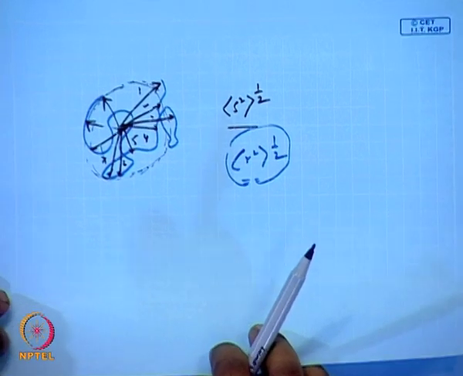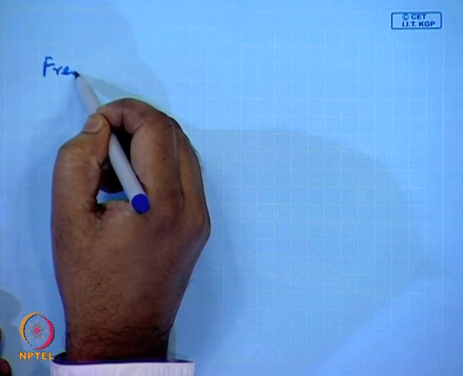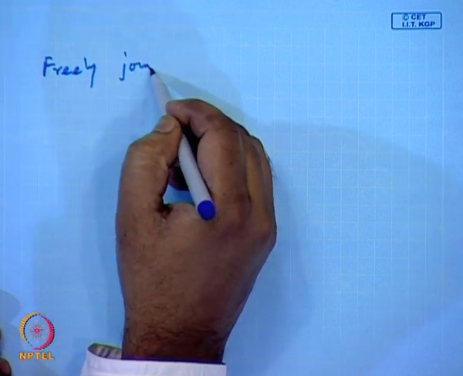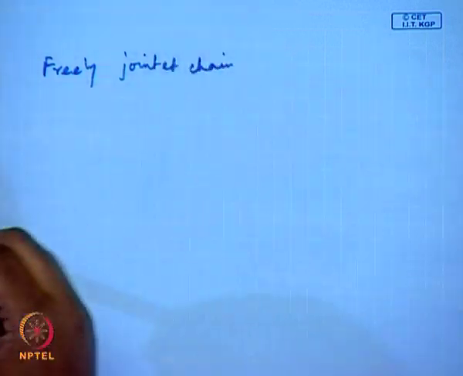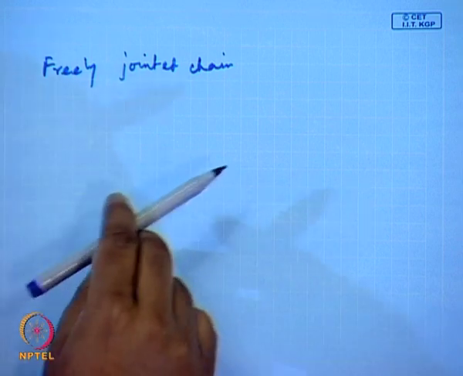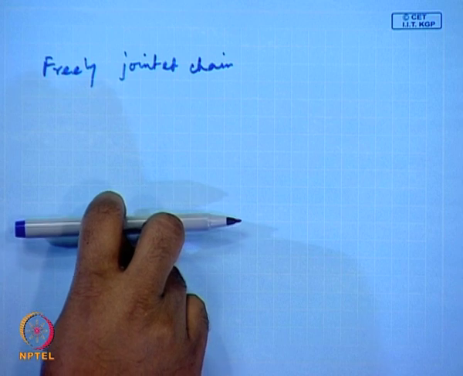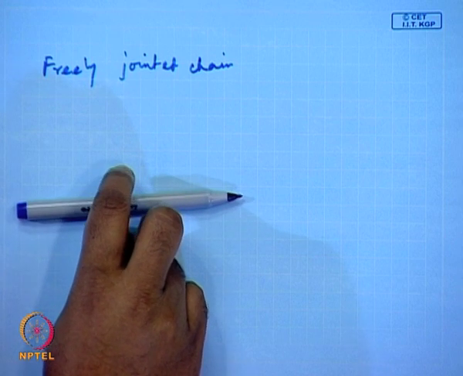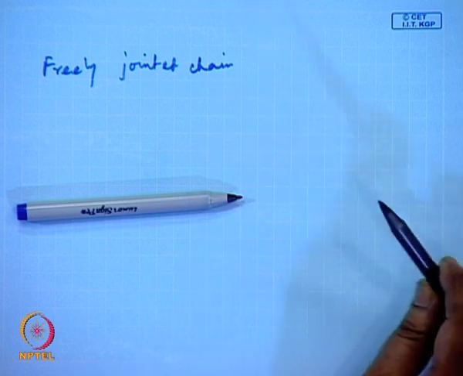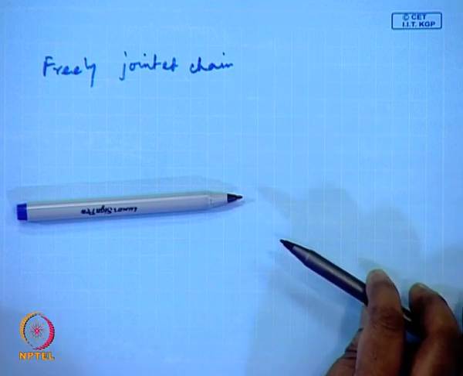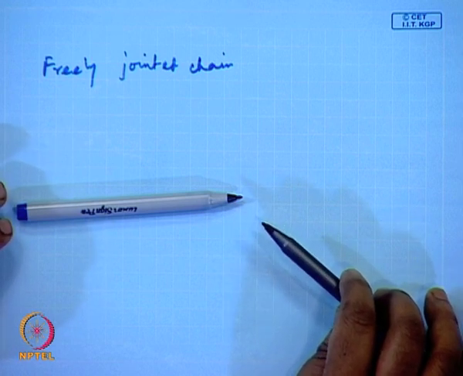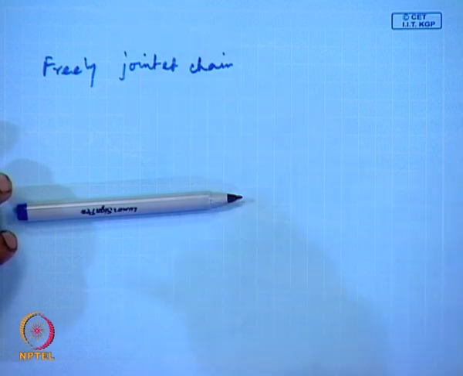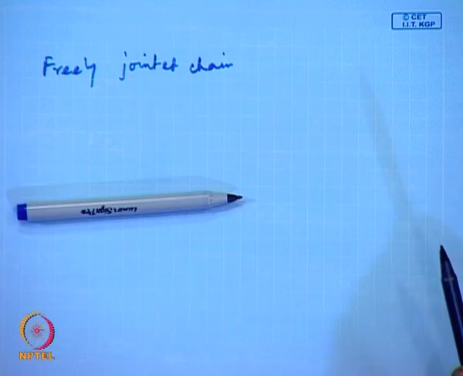Now, let us first consider the very simple model where you have a freely jointed chain with no restriction. If you have bonds, you can have no restriction. If you consider this as one bond, then the other bond you can place anywhere without any restriction of bond angle or rotational restriction between them.